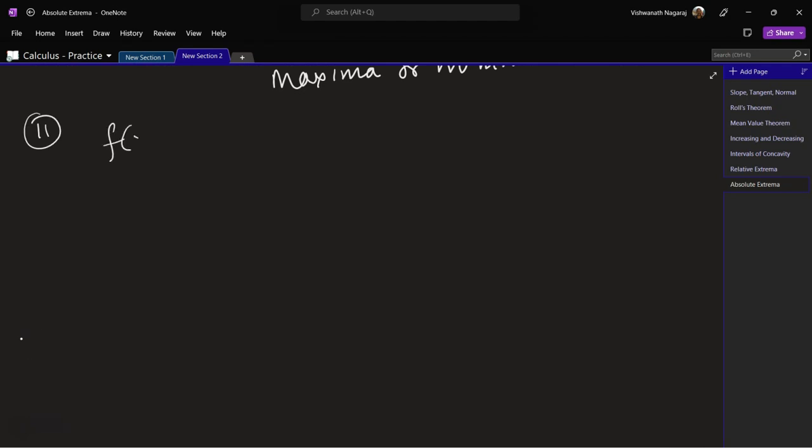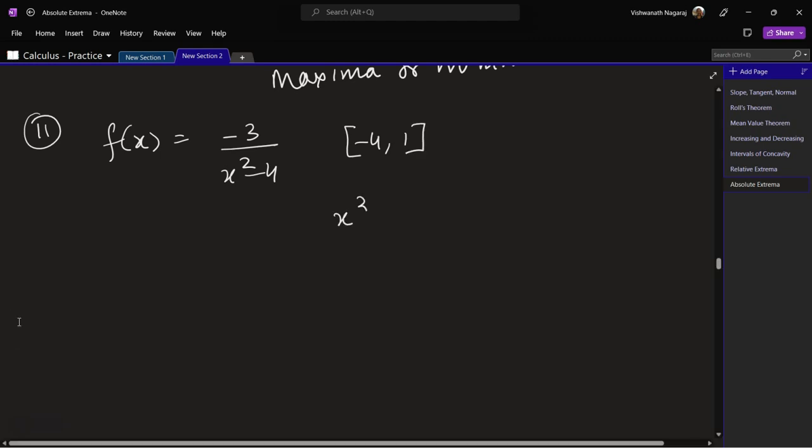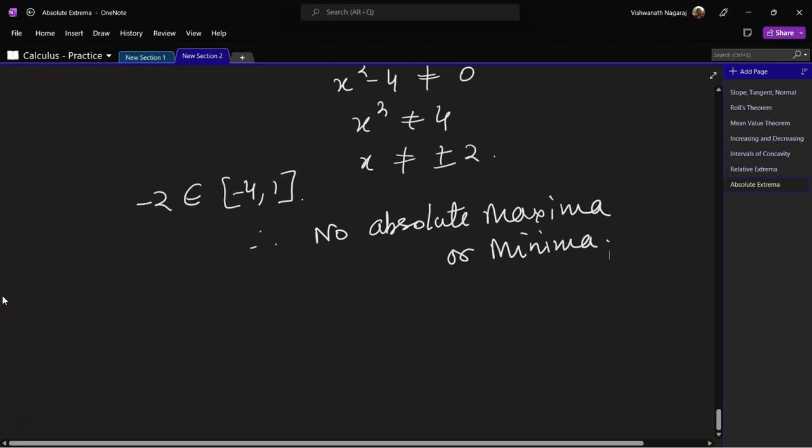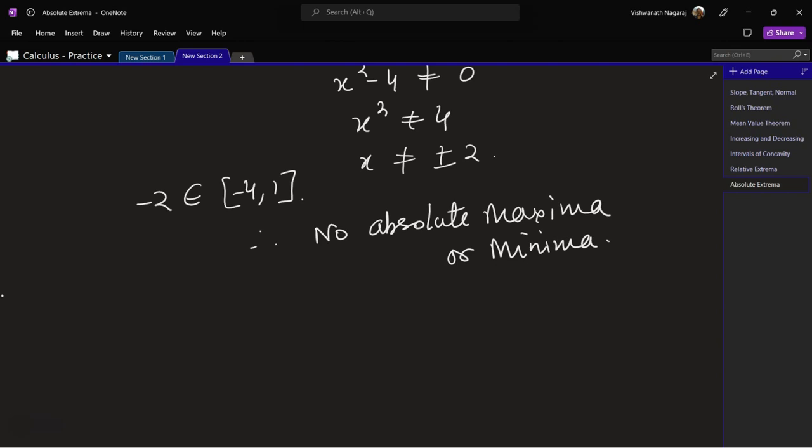Okay, let's look at another example. 11th one, f(x) = -3/(x² - 4) in the interval (-4, 1). Okay, again by looking at this, we know x² - 4 cannot be equal to 0. x² cannot be equal to 4, which means x cannot be equal to plus or minus 2. But -2 belongs to (-4, 1). It should not, but it is. So therefore, no absolute maxima or minima. Primarily, there is a discontinuity in the interval.